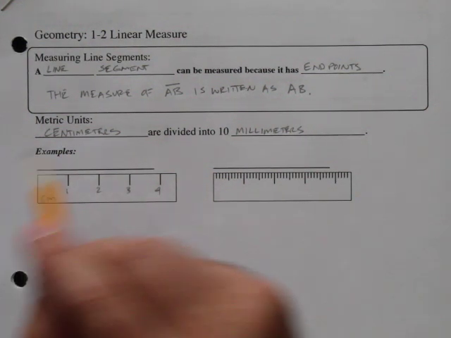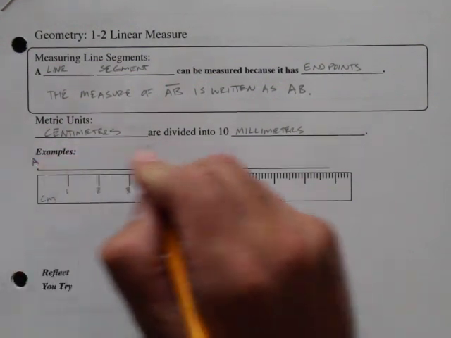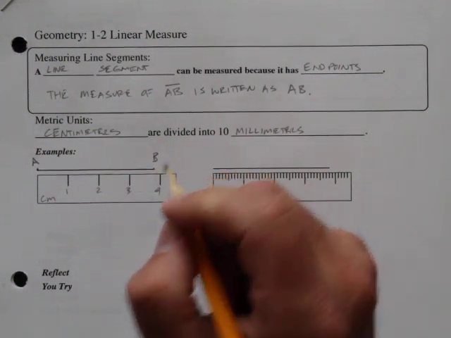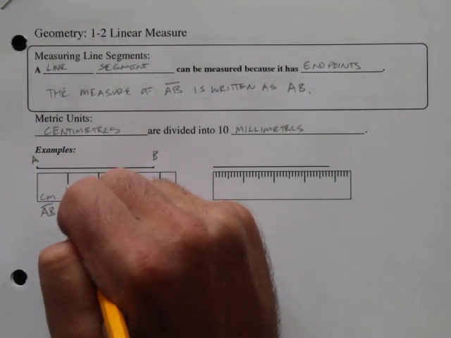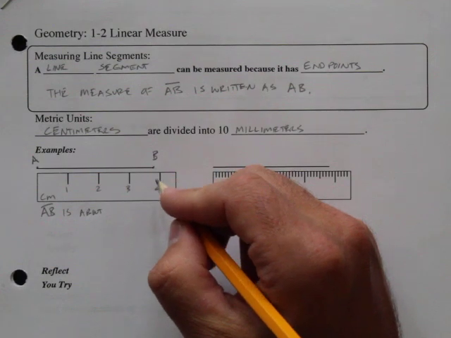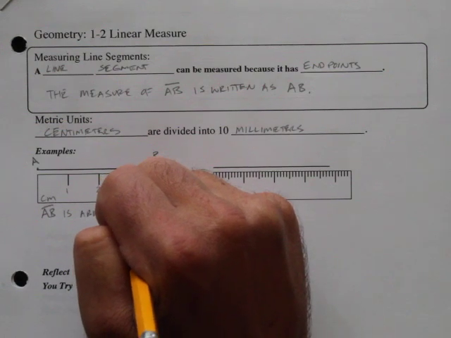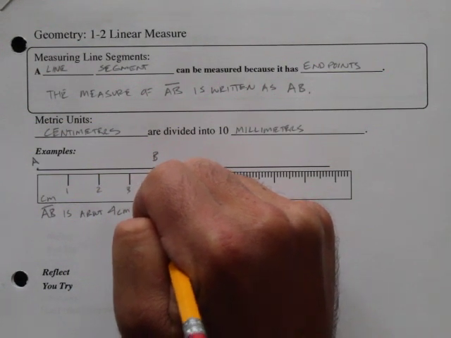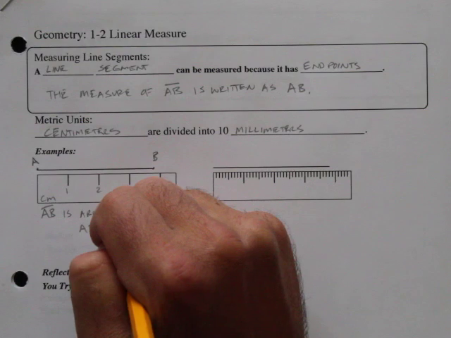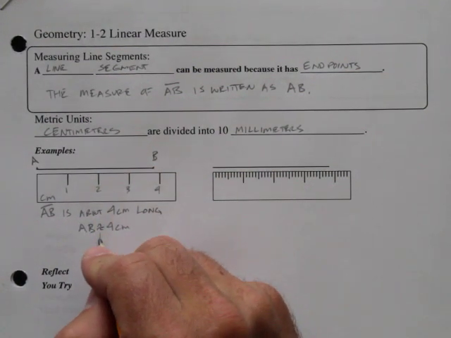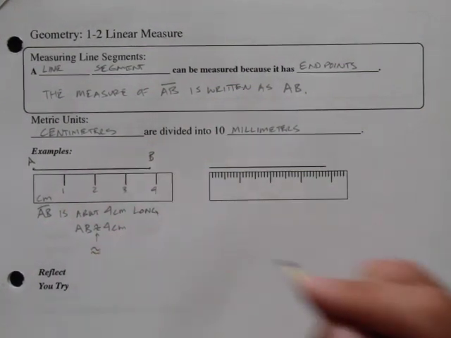If this segment starts here at this point, which is A, and ends here at this point, which is B, segment AB is about, can't really say it's actually 4 centimeters long, but it's almost 4 centimeters long. It's about 4 centimeters long. So we could say AB is about 4 centimeters. This is kind of like a wiggly equal sign, it means about, or approximately.